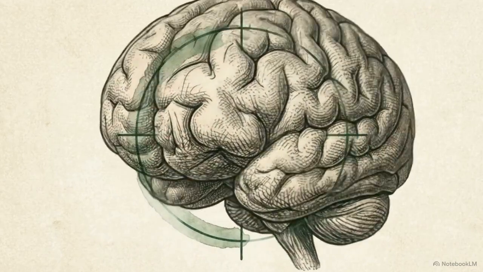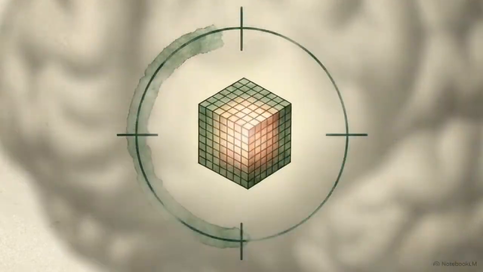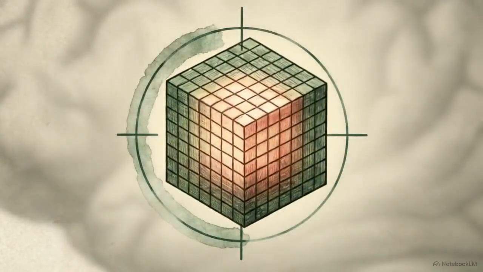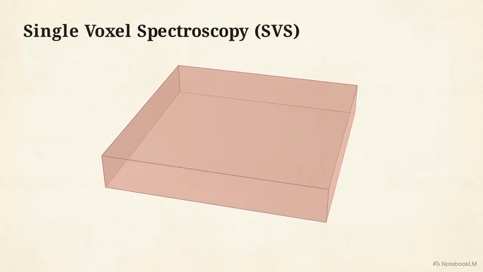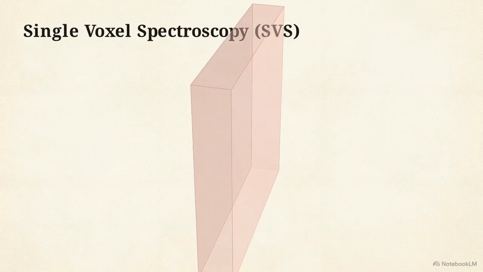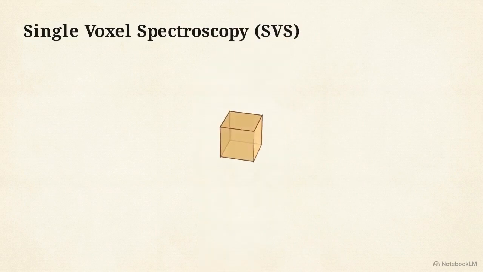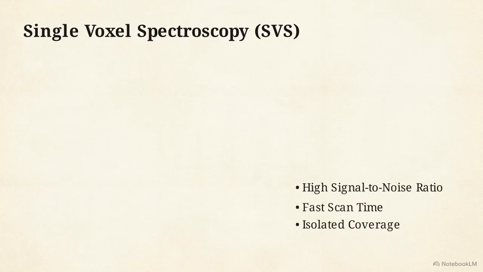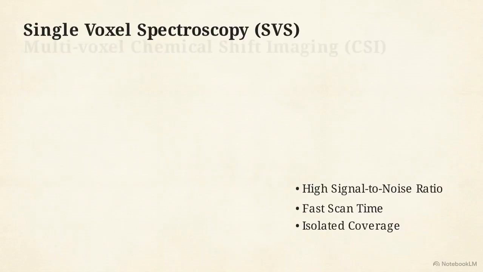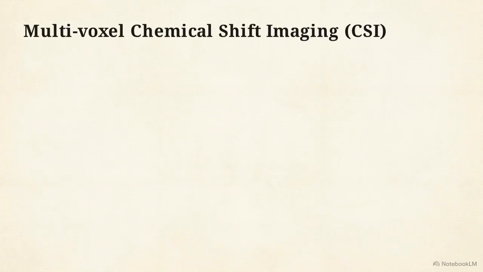We must isolate exactly which piece of tissue we are extracting the spectrum from. In single voxel spectroscopy, we use successive RF pulses in three orthogonal planes. Where the X, Y, and Z axes perfectly intersect, a single, isolated voxel is targeted. This method provides a high signal-to-noise ratio and fast scan times, but it only covers a very small area.